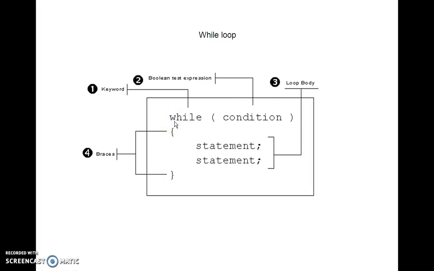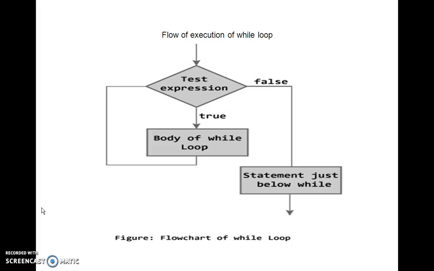Here you have to keep in mind that the initializer expression should be written outside the while, which is not specified here, but the update expression has to be kept inside the while loop, written as the last statement in the loop. When that is executed, the condition is checked again, and if it is true, the statements will be executed again, and the process continues until the condition becomes false. When the condition becomes false, it comes out of the while loop.